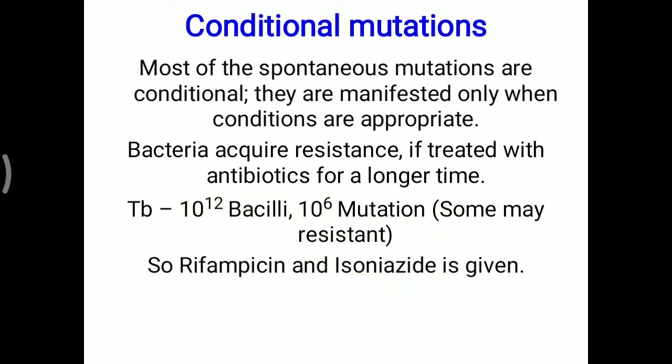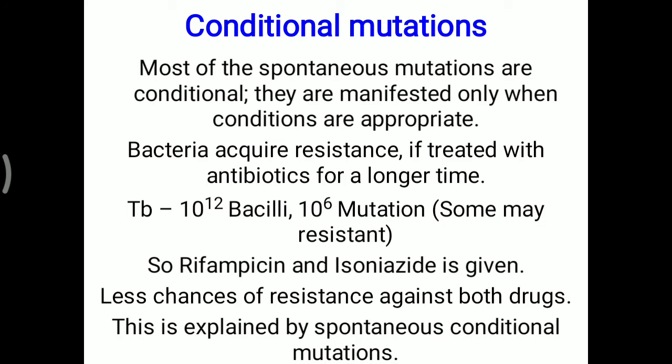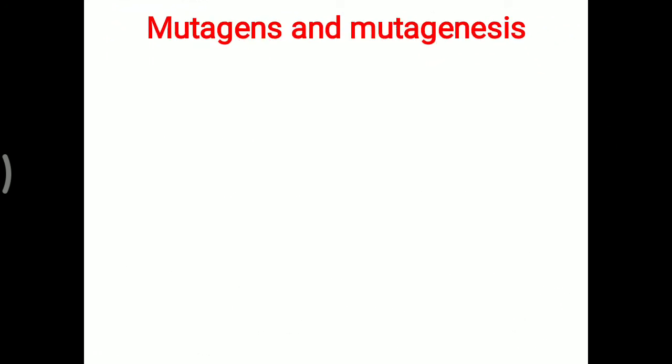So generally both drugs are given simultaneously, and there is less chance of mutation or resistance against both drugs. That is called conditional mutation, and we can stop that conditional mutation or take advantage of it by giving these two drugs together. So that is one example of conditional mutation or the effect of mutation.